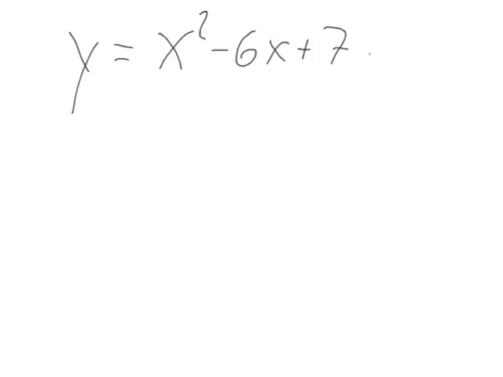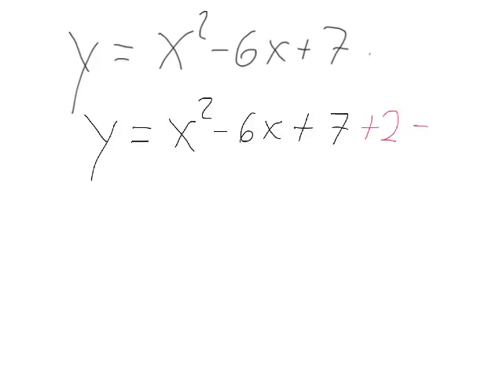By now, you should have figured out that what we need is y is equal to x squared minus 6x plus 7, and since half of 6 is 3 and 3 squared is 9, I'm going to add 2 to make 9 and subtract 2, so I'm not changing the value of the trinomial. Then I'll have y is equal to x squared minus 6x plus 9 minus 2.